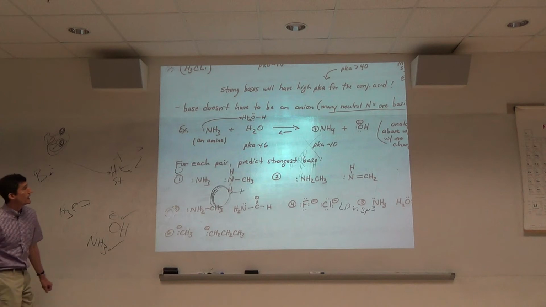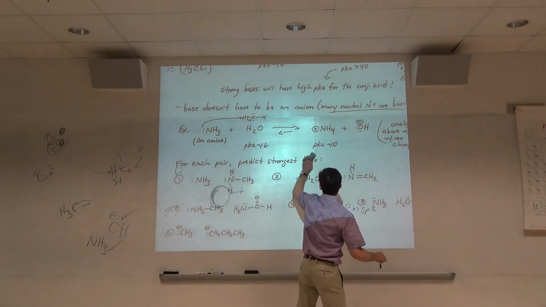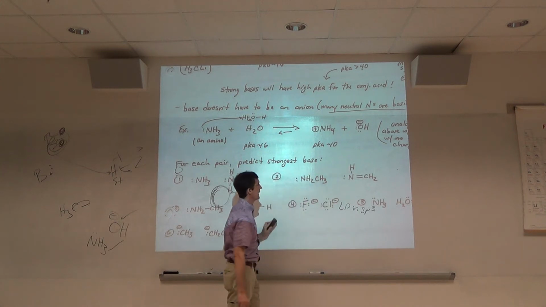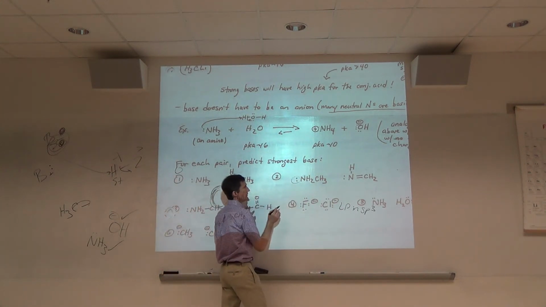Next question. Number 2. Which one's more basic? Left or right? What's the difference here? What type of orbital is this lone pair in?